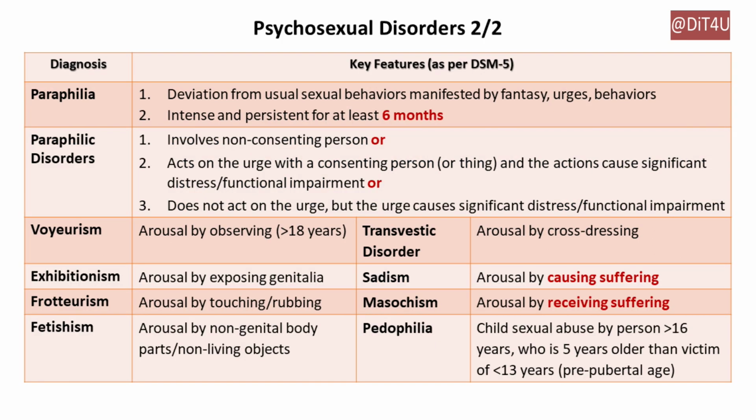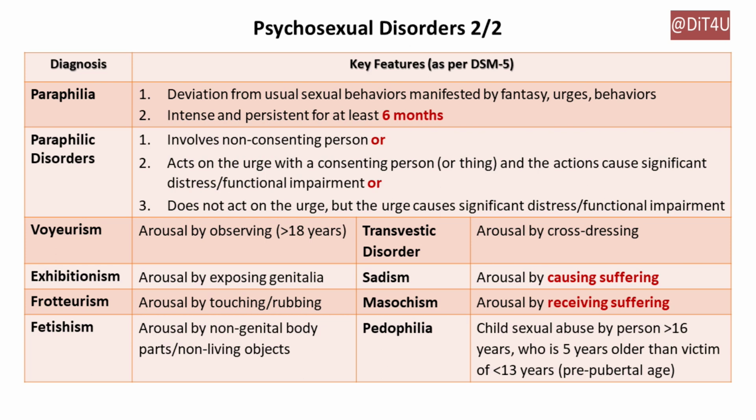Okay. Then you have the paraphilias, deviation from usual sexual behavior manifested by fantasies, urges, or behaviors. They are intense and persistent for at least 6 months. Please remember that paraphilias could be indulged in normally also. So when do they become disorders? So paraphilic disorders are characterized by when they involve a non-consenting person or acts on the urge with a consenting person or thing, and the action causes significant distress or functional impairment. Or on the other hand, the person does not act on the urge, but the urge itself is causing significant distress or functional impairment. Any one of these 3 situations, non-consenting person, act causing distress, or the urge causing distress. If it is occurring, then that is paraphilic disorder.